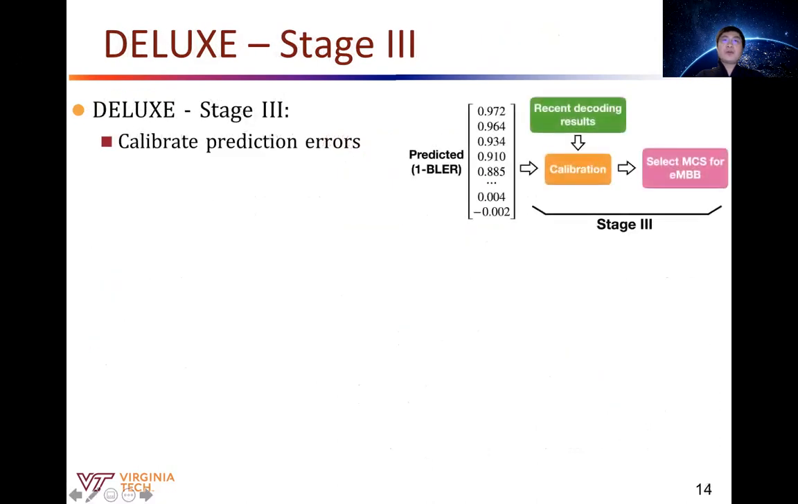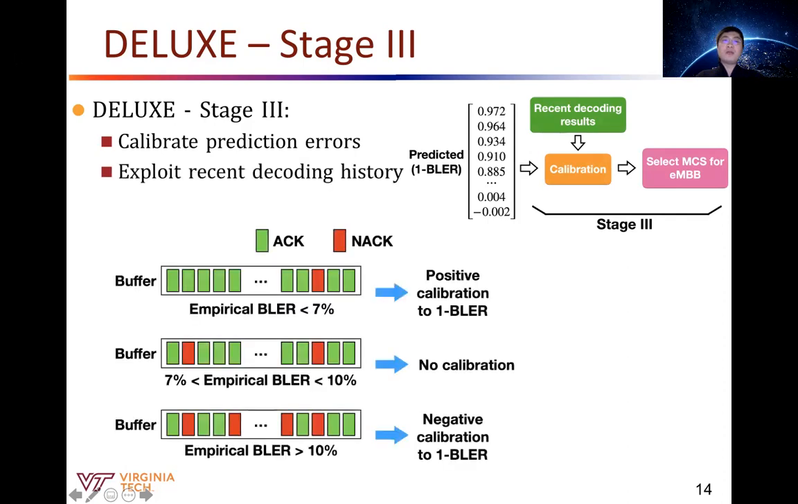Finally, stage 3 selects the best MCS level to be used for the eMBB transmission. An issue that needs to be addressed by stage 3 is that the BLER predictions from stage 2 may contain certain errors. Such prediction errors are inevitable in practice since we cannot traverse all the possible eMBB transmission samples when training the neural network. To ensure the target BLER can be met in spite of such prediction errors, for stage 3, we propose to exploit the recent decoding history of each eMBB user.